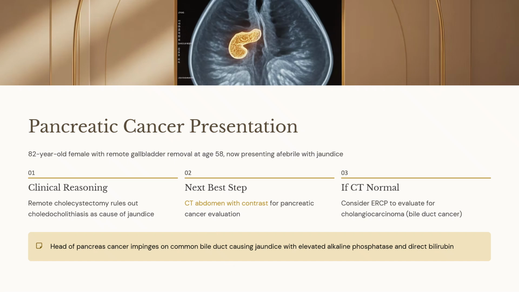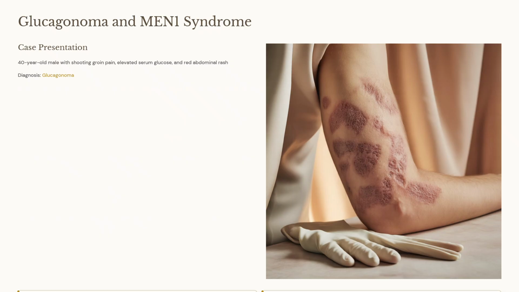One more point I want you to know is that the head of the pancreas cancer will impinge on the common bile duct, causing jaundice with elevated alkaline phosphatase as well as direct bilirubin. But what about the liver enzymes? In pancreatic cancer, the liver enzymes will all be normal except alkaline phosphatase.